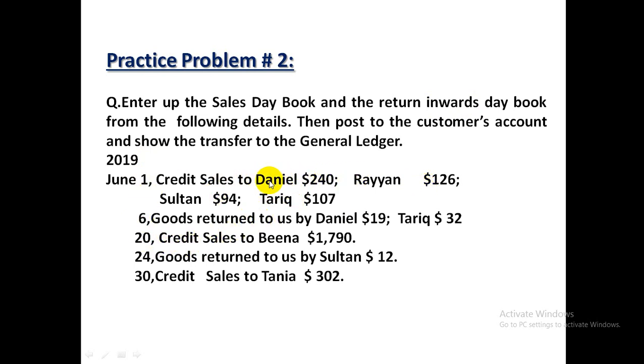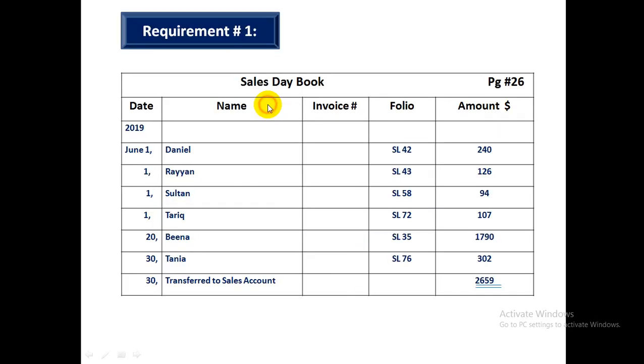These 4 names will go in sales daybook. This name will go in sales return inward daybook. Credit sales to Bina will be recorded in sales daybook. Goods returned by Sultan will be recorded in return inward daybook. Credit sales to Tanya will be recorded in sales daybook. These are the columns of sales daybook. We can assume any page number for this.